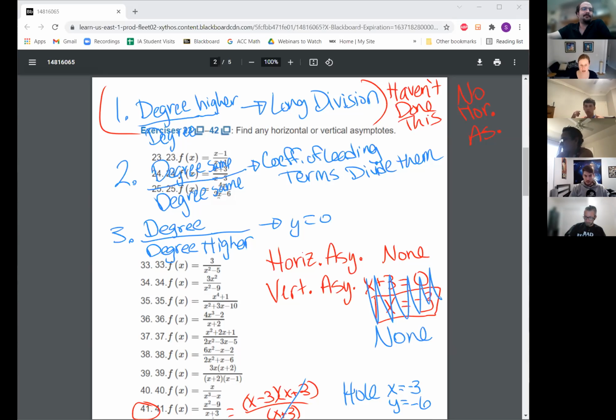So we're not going to write x equals -3 as a vertical asymptote. We're going to write none because we can simplify this. And when we simplify it, we see the x plus 3's cancel. And that gives us a hole at x equals -3. And then we plug in the -3 to get the -6. Okay. It didn't mention holes anywhere in the directions or the stuff I saw. So that's why I didn't know that you did it.